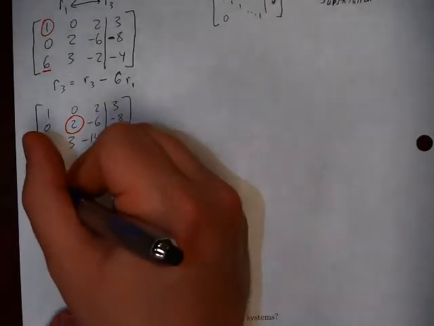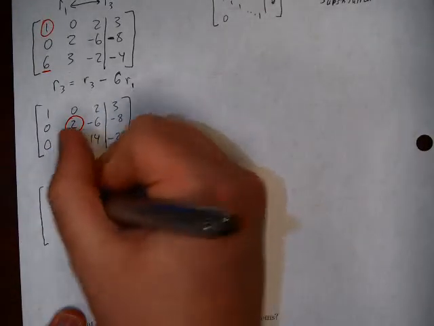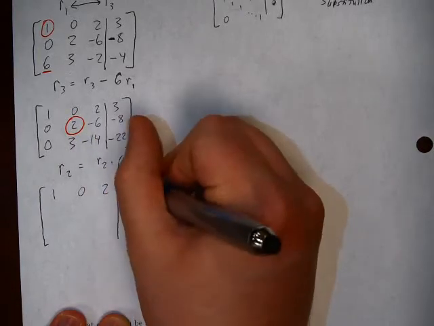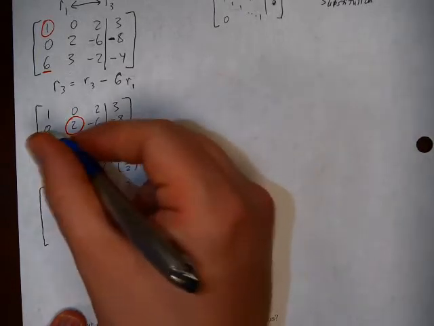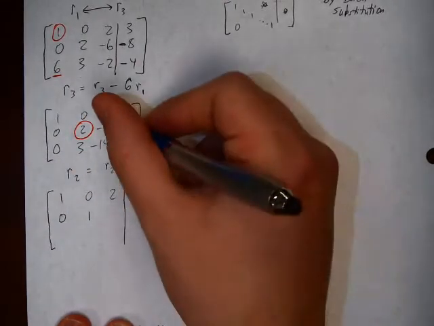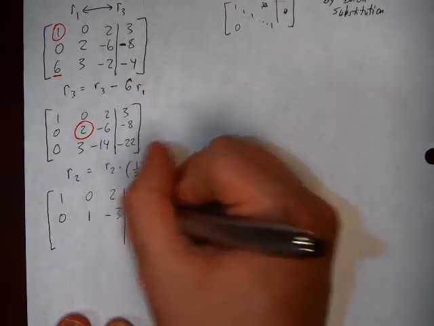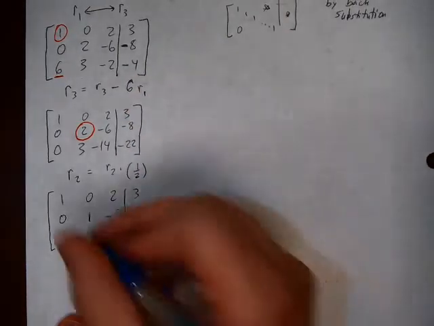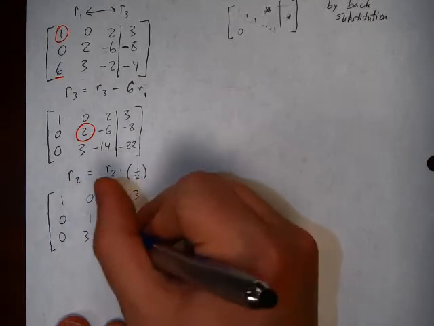Alright, so continuing on, we have 1, 0, 2, 3. Half of 0 is 0. Half of 2 is 1. Half of negative 6 is negative 3. And half of negative 8 is negative 4. And then row 3, for now, remains unchanged.